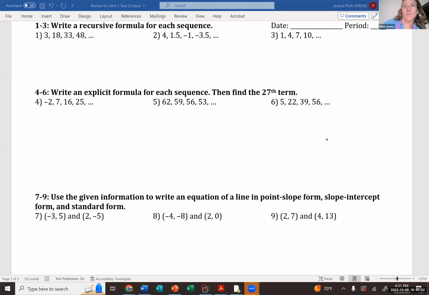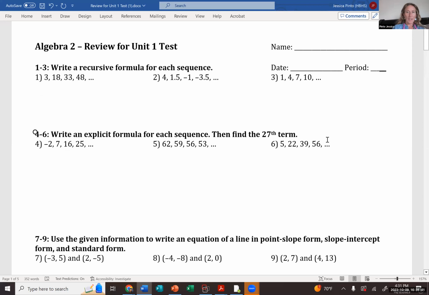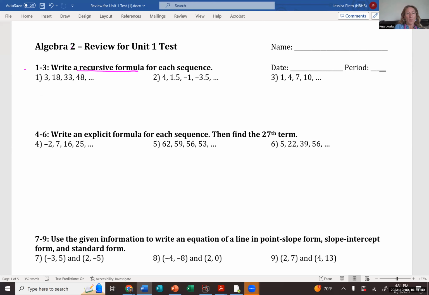All right. Hey, students, let's do the review. This is the Unit 1 review for the Unit 1 test. And I want to remind you of all the formulas and go through each one so that you feel like you're totally ready. So the recursive formula is just that a_n is equal to a_(n-1) plus whatever's happening.